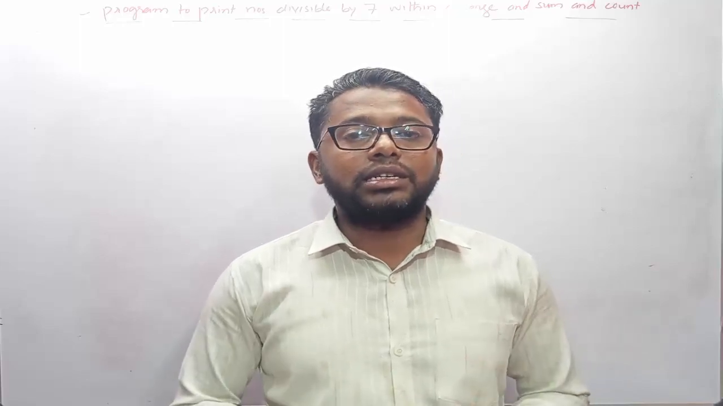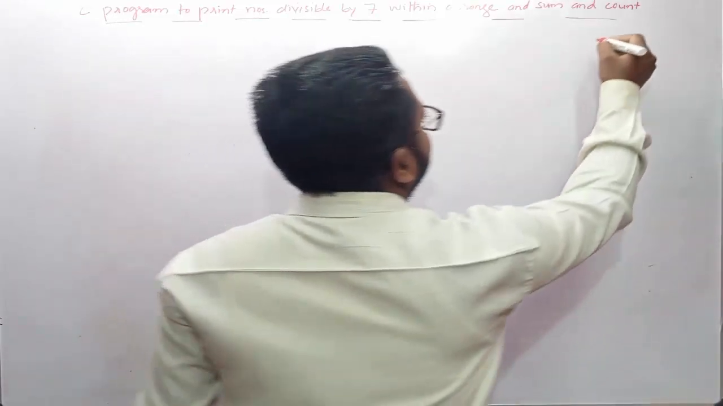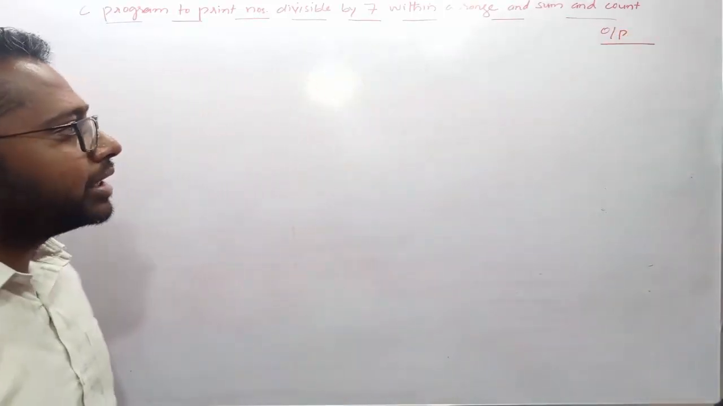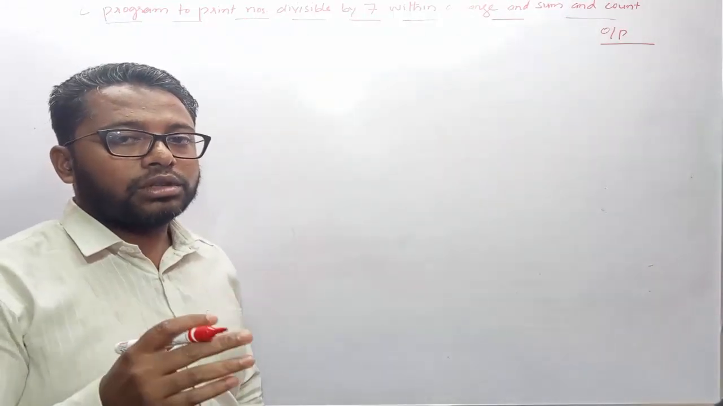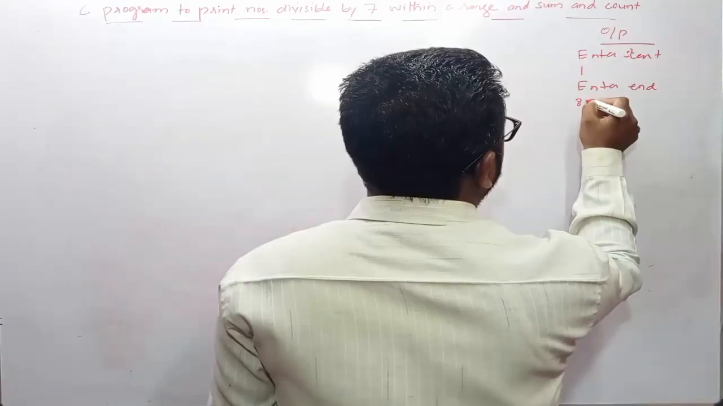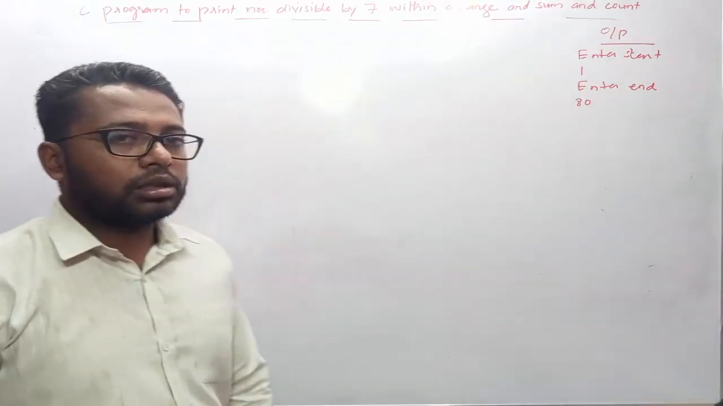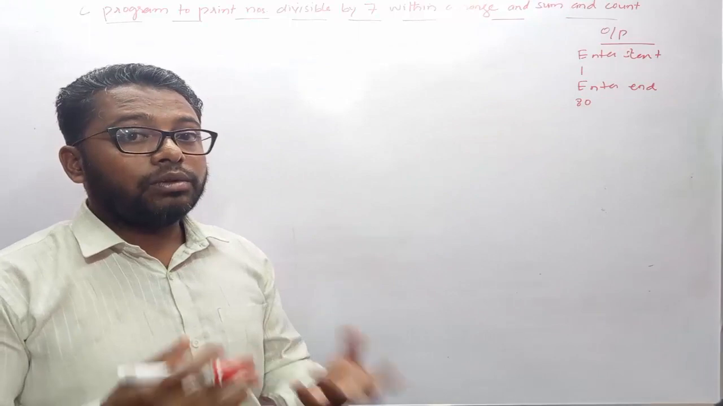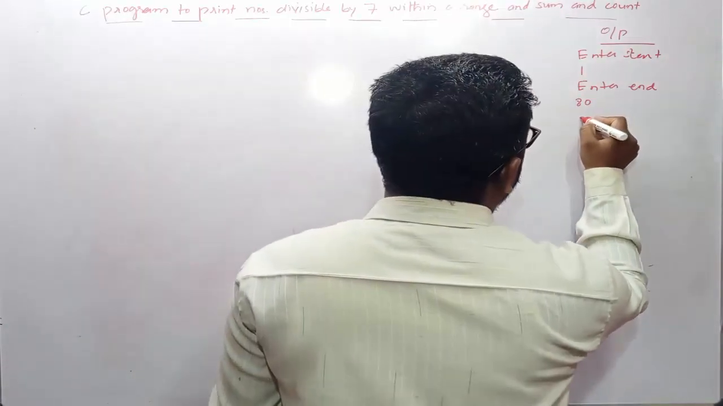Now let us start our discussion. Let me first write the output of this program. When this program gets executed, it asks the user to enter the range. That means it asks the user to enter two values, the starting value and the end value. We'll enter 80. That means I want to display the numbers which come within this range of 1 to 80 which are divisible by 7. Then we should get this output.